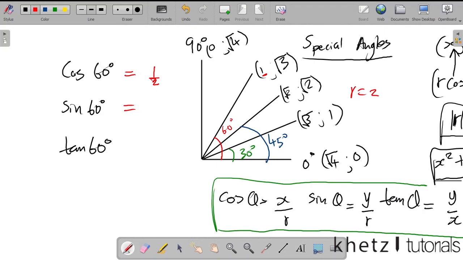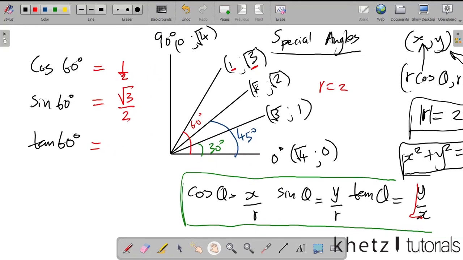And your sine of 60, if you come to the y, so your sine is y divided by r. So your y value at 60 is square root of 3. So you're going to have square root of 3 divided by 2. And that is the value of sine 60. You can check that with your calculator. And we come to tan of 60 degrees, which is basically y divided by x. So you're basically going to take your y value and divide it by your x value. So the answer to that is square root of 3 divided by 1, which is square root of 3.